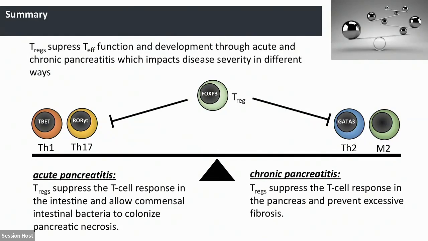So to conclude, regulatory T cells have 2 different roles in the disease. In a chronic form of pancreatitis, they are necessary to prevent excessive fibrosis, whereas in a severe form of acute pancreatitis, they help bacteria to translocate into the pancreatic necrosis and induce an enormous course.